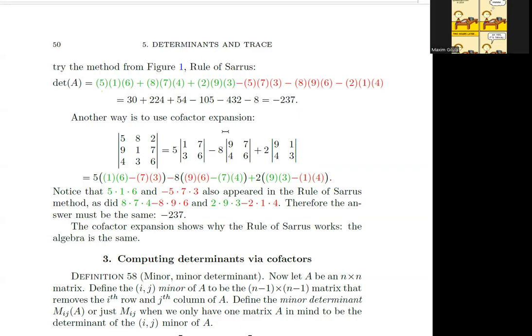The other way was cofactor expansion, which the formula said is this formula. And notice that the 516 appears just like it did up here, and minus 573 appears just like it did here. And then minus 896 appears, plus 874 appears, and plus 293 minus 214 appears. And so we don't have to compute it. It's just equal to what we already did up here. So it's minus 237 as well.